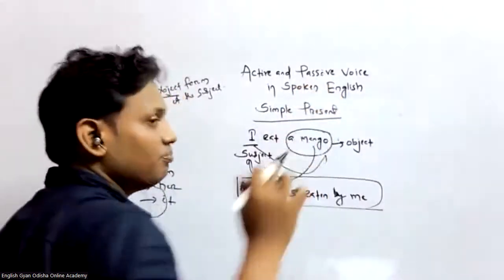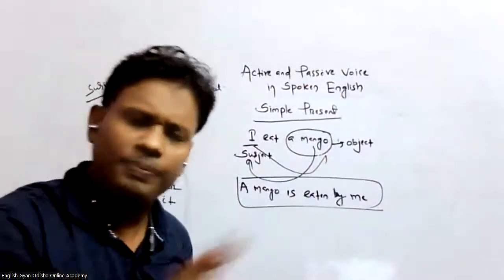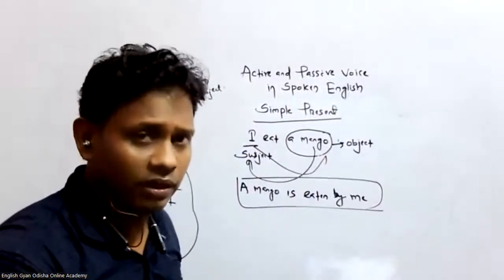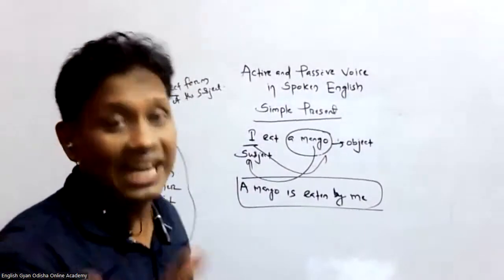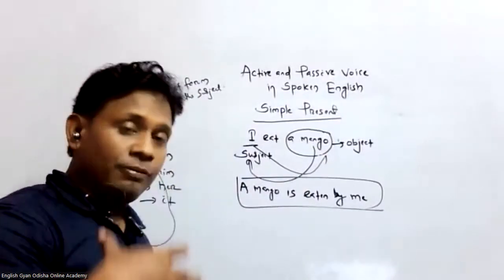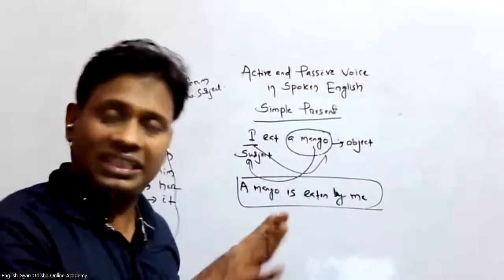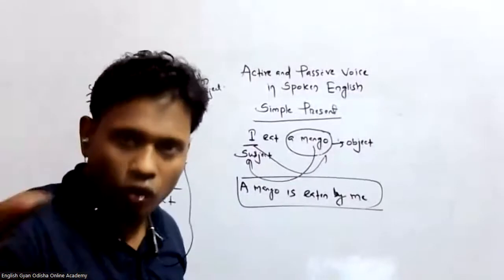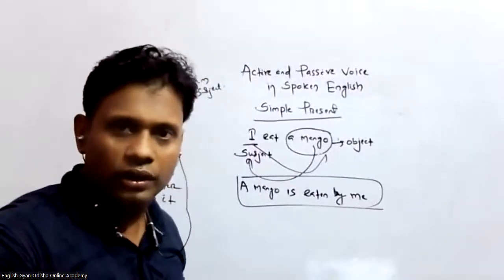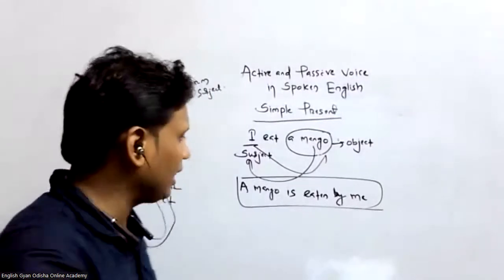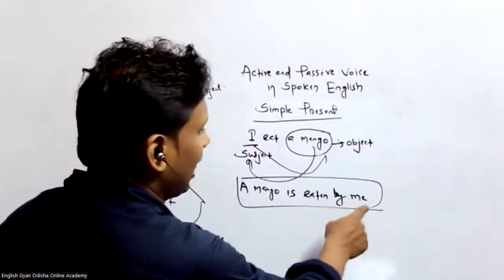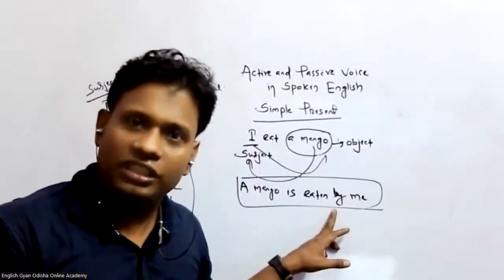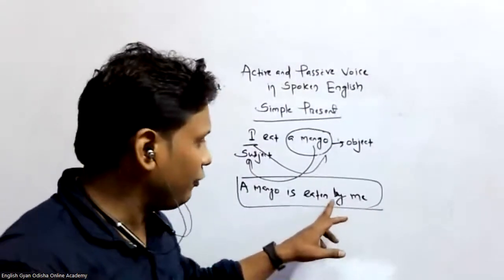All passive forms take the V3 format. Whatever the passive form, whether it is present simple, past simple, present progressive, past progressive, present perfect, past perfect, whatever it may be, the verb form will be the V3 form. Go, went, gone. Do, did, done. Eat, ate, eaten, like that. So here a mango is eaten by me. But remember, this is called written English.